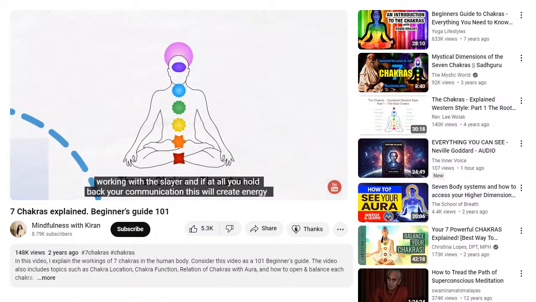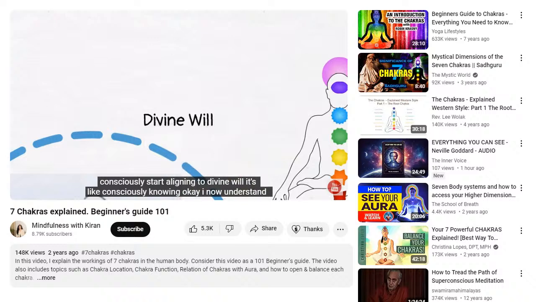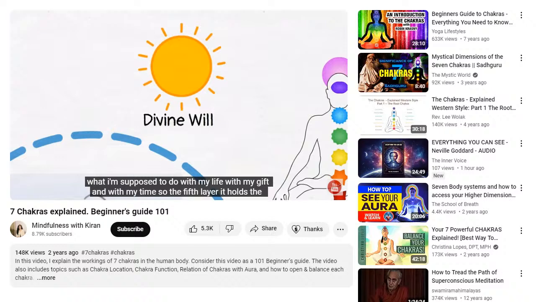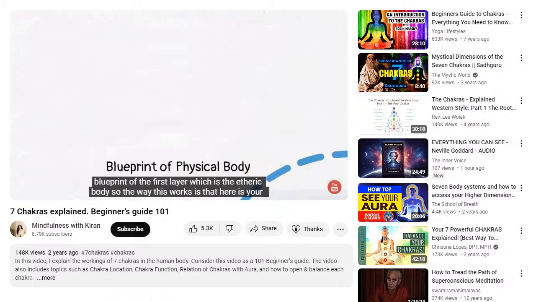Now when you start working with this layer, if you hold back your communication, this will create energy blocks and health problems in the area of the throat, mouth and sinuses. The fifth layer is when you consciously start aligning to divine will. It's like consciously knowing, okay, I now understand what I'm supposed to do with my life, with my gift, and with my time. So the fifth layer holds the blueprint of the first layer, which is the etheric body.